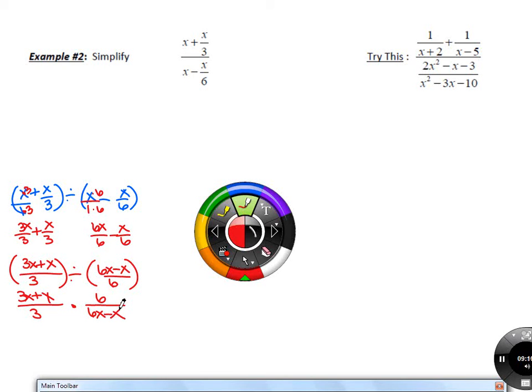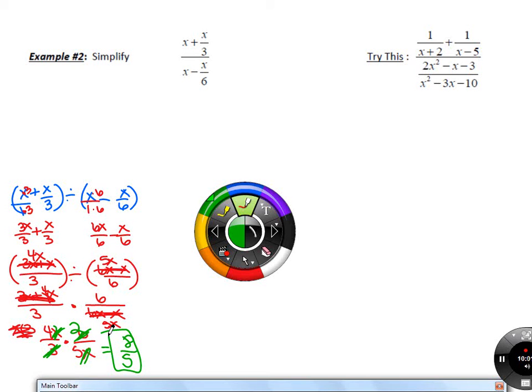Then to see if anything can cancel, I'm going to factor. In this first numerator, I could totally combine like terms. So let's call this 4x. Sorry about that. It would be much easier to do that sooner. So this is 4x, and 6x minus x is 5x. All right, so let's look at what we have. We have 4x. I'm just going to rewrite it so we can see it more clearly. Over 3 times 6 over 5x. So the factors of x can cancel out. 3 and 6 both have a factor of 3, leaving a factor of 2 here. And so we are going to have 8 over 5 as our final answer.